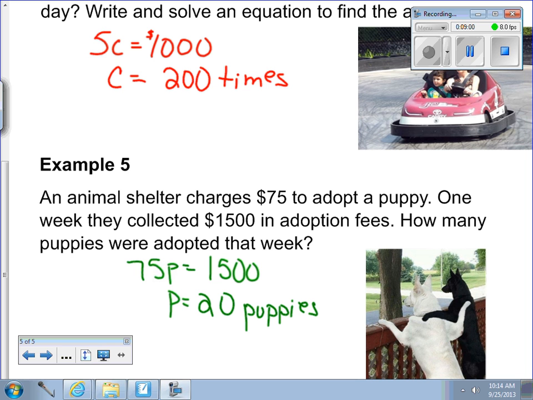So class, in recap, we were using variables and equations today, and we were writing verbal sentences as equations, and we were checking possible solutions. So this concludes the 2.4 lessons from variables and equations.